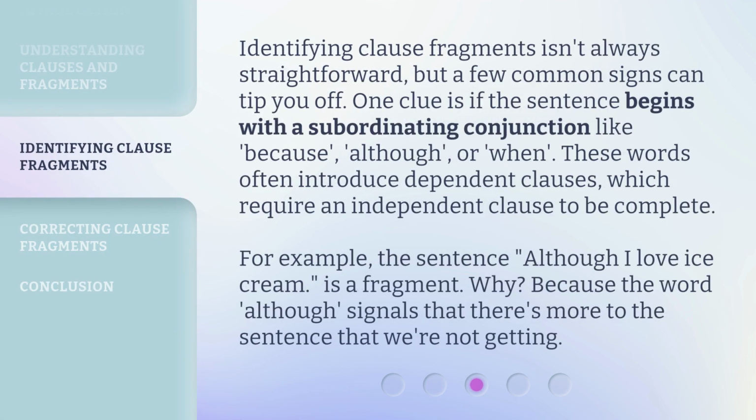Identifying clause fragments isn't always straightforward, but a few common signs can tip you off. One clue is if the sentence begins with a subordinating conjunction like because, although, or when. These words often introduce dependent clauses, which require an independent clause to be complete. For example, the sentence, "Although I love ice cream," is a fragment. Why? Because the word "although" signals that there's more to the sentence that we're not getting.